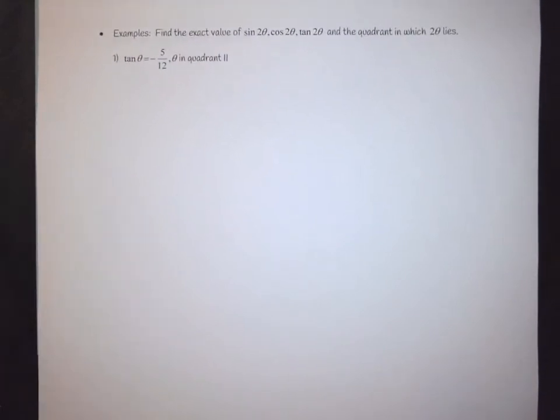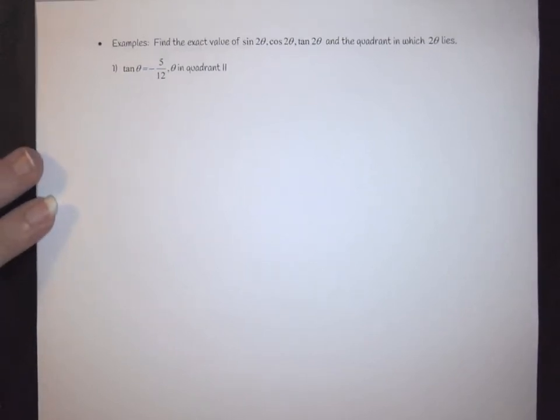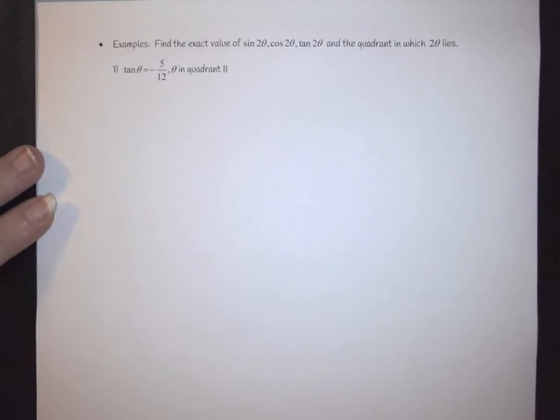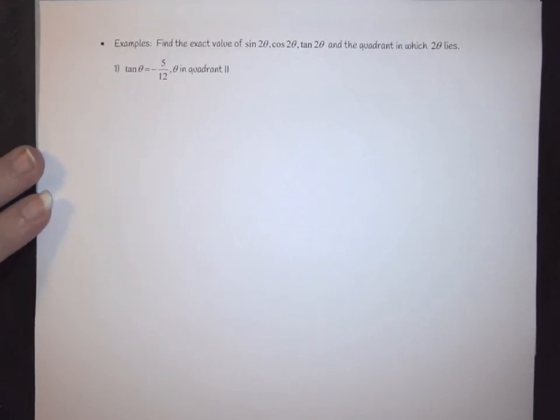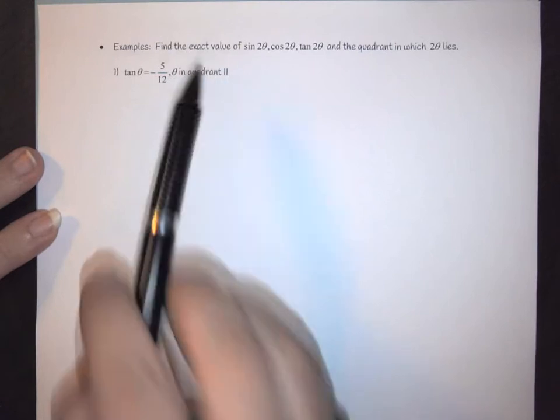So here in this first one, you need to find the exact value for the sine of 2 theta, cosine 2 theta, tangent 2 theta. And you need to determine which quadrant 2 theta actually lies in. So we give you a little bit of information to use. First we tell you the tangent of your angle is going to be -5/12. We also tell you that your single angle lies in quadrant 2.